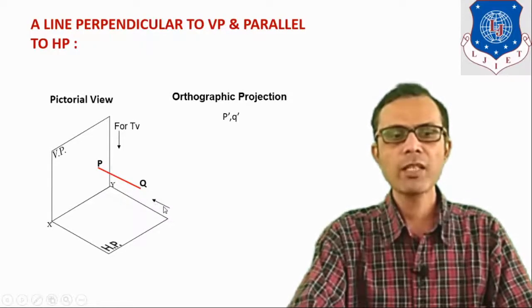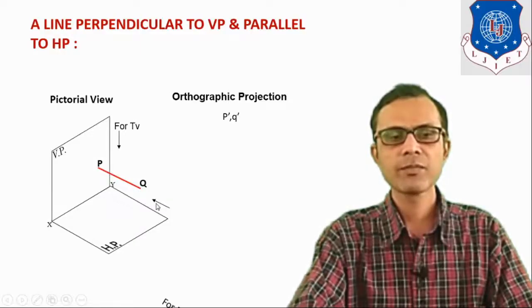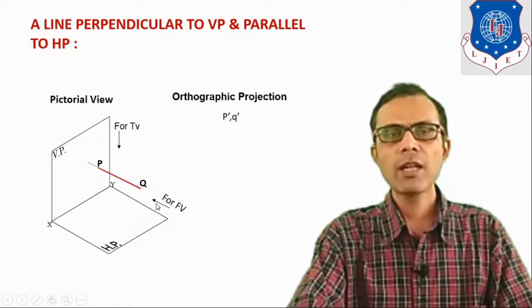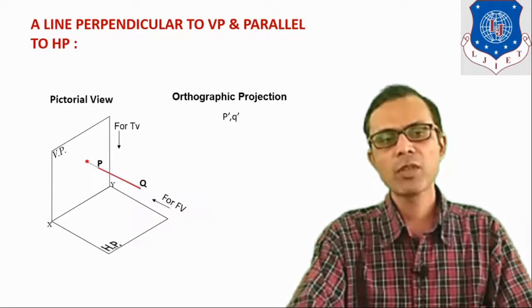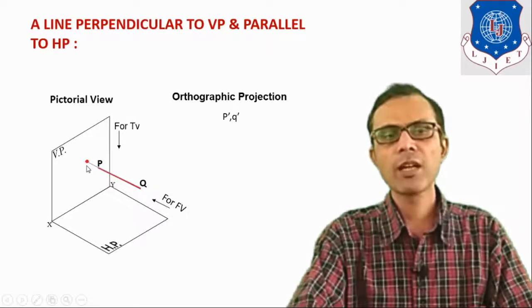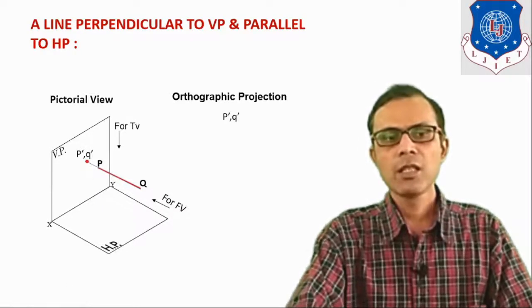So when we look at this object from this direction, it will look like a point view on VP, that is the front view for the given line. So here you can see it is a front view for the given line, P dash Q dash.